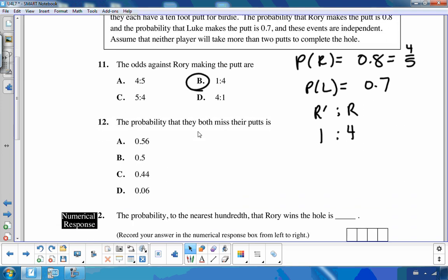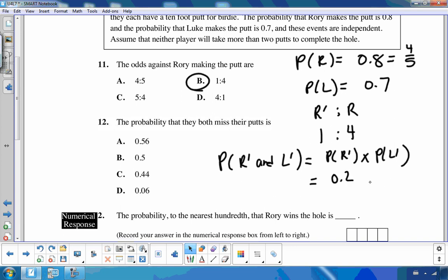Okay, the probability they both miss their putt. That's the probability of not Rory and not Luke. And we're told that they're independent, so I can just multiply these together. So this would be the probability of not Rory times the probability of not Luke. If Rory has a 0.8 chance of making it, he has a 0.2 chance of missing it, 1 minus 0.8. If Luke has a 0.7 chance of making it, he has a 0.3 chance of not making it, 1 minus 0.7. So multiplying those together, I get 0.06.